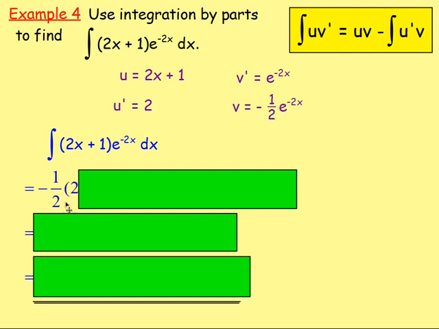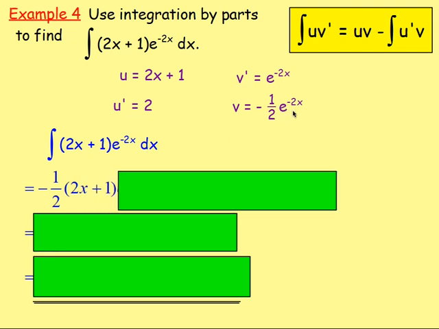Putting the fraction in the negative first, then putting this bit just in brackets, the 2x plus 1, and then putting the e to the negative 2x. So we're writing it with any numbers, then any x terms, and then any exponentials. From there, I would take away the integral of u dash times v, and u dash is 2.